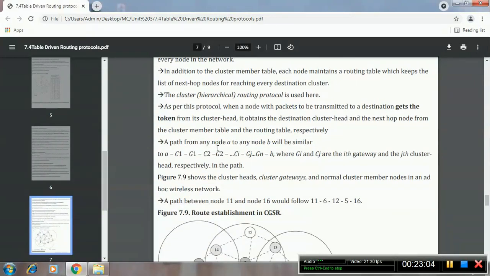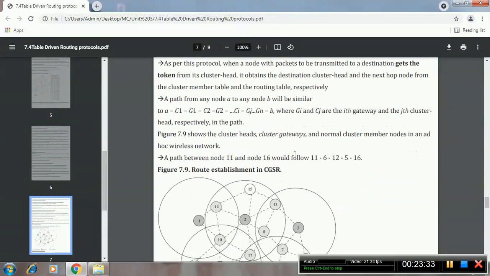A path from any node A to any node B will be similar to this: cluster 1, gateway 1, cluster 2, gateway 2, up to cluster i, gateway i, where G and C are the ith gateways and jth cluster heads respectively. So it should pass through this number of clusters and gateways. What is meant by gateway? A common member node is called a gateway.